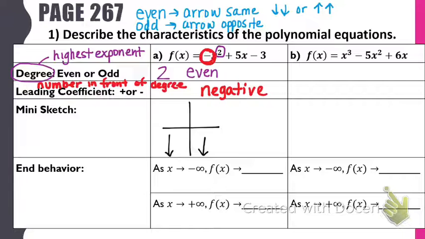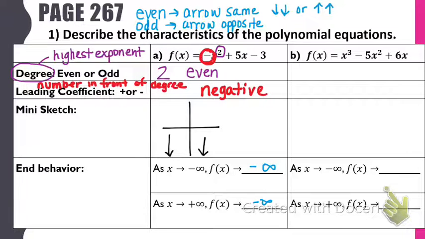So because we have a function that is even and negative, both sides will go down. And that tells me, so this means on the left side, x is negative on the left. Both sides are going to go down. So you're going to put a negative infinity on both sides.